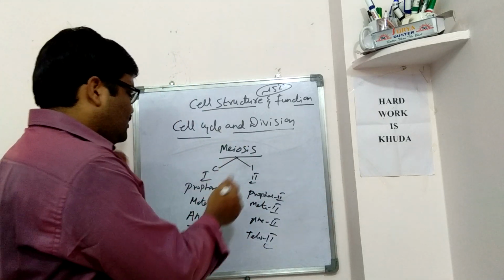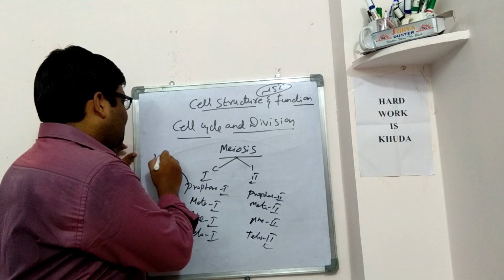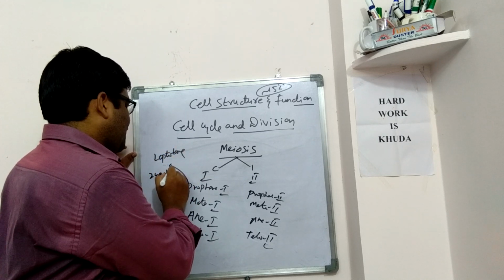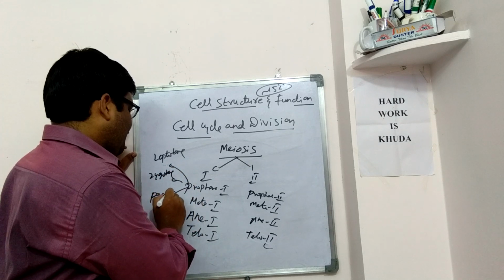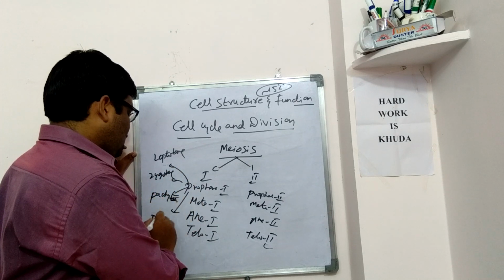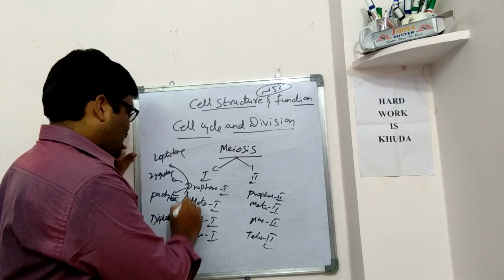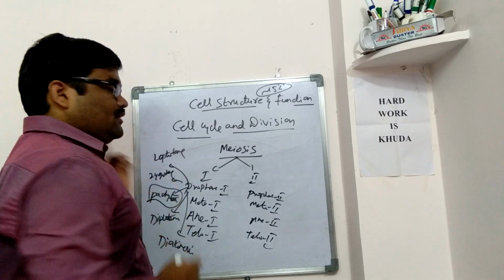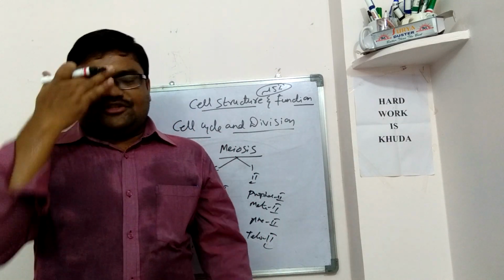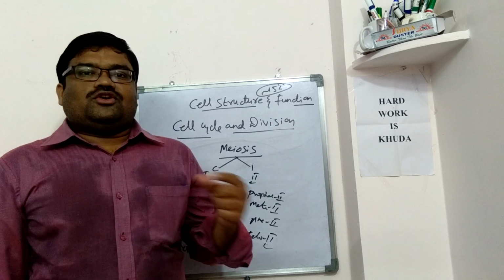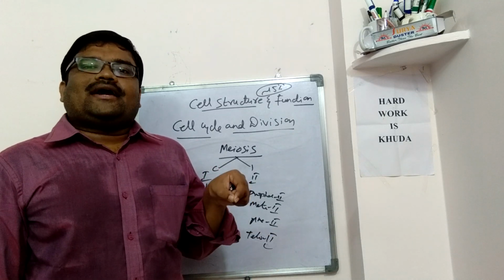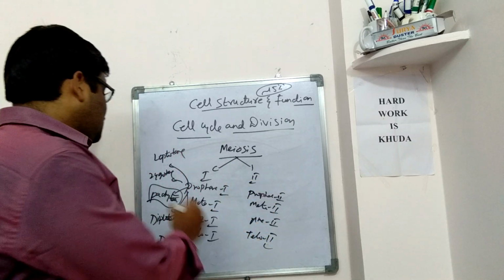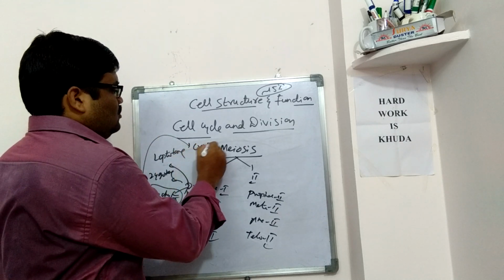Prophase 1 is the longest phase. It again consists of leptotene, zygotene, pachytene, diplotene, diakinesis. The pachytene stage is a very important examination point, of course from a conceptual point of view as well. Crossing over takes place in the pachytene stage, that means pachytene stage of prophase 1 of meiosis 1. The significance of this phase is crossing over.